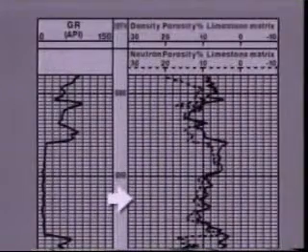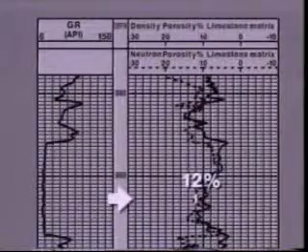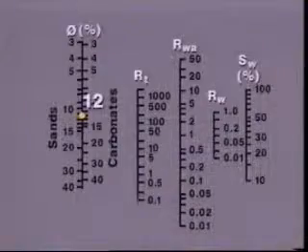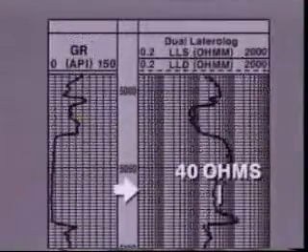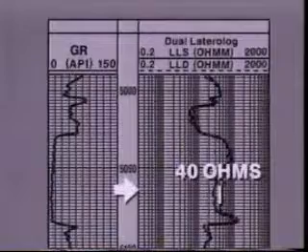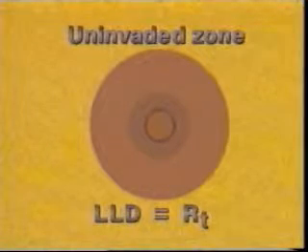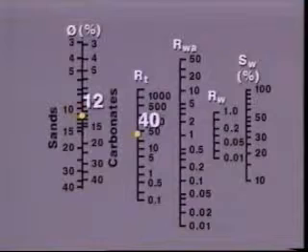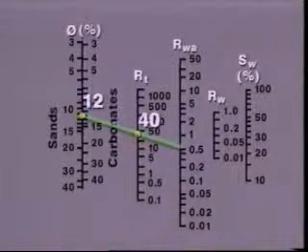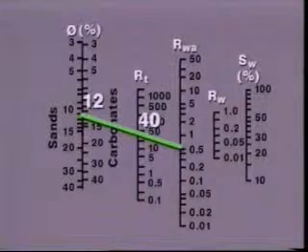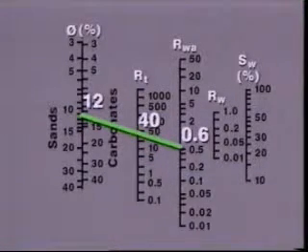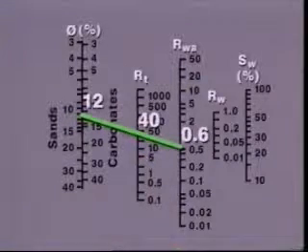At this depth, we previously determined a porosity of 12% using the density neutron crossplot chart. We mark this value here on the porosity scale for carbonates. Then we obtain a resistivity reading of 40 ohms from the lateral log deep curve. We assume that this value is obtained from the uninvaded zone and represents R sub T, the true resistivity. We mark this value on the R sub T scale. Then we run a straight line through the porosity and resistivity points to an apparent water resistivity scale. The line intersects the R sub WA scale at 0.6 ohms.